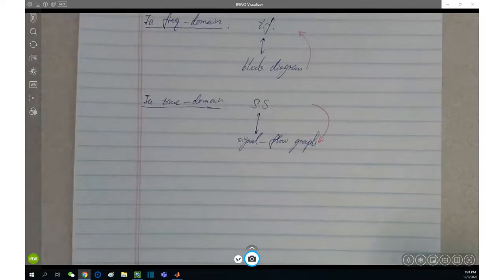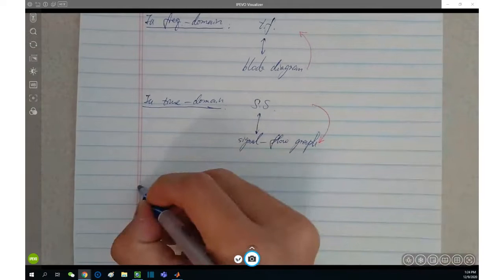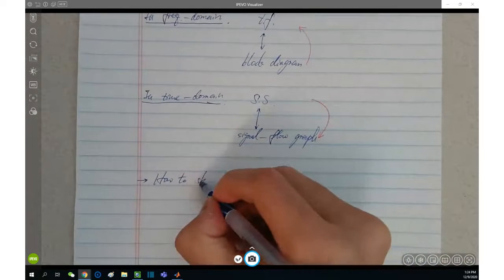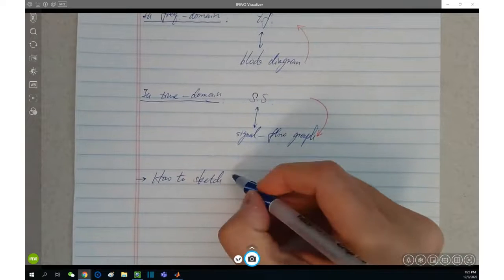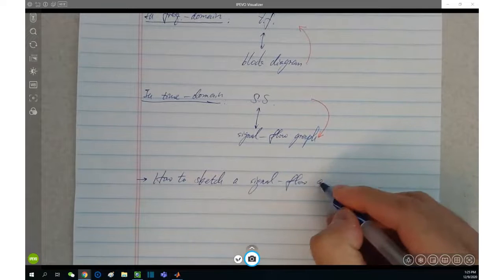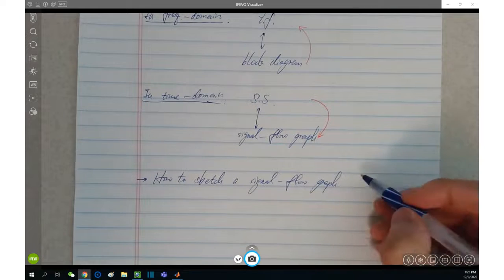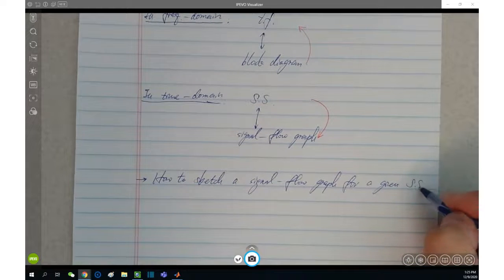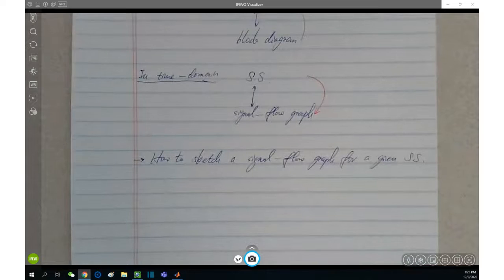So let's see how to directly sketch a signal flow graph for a given state space representation. Right? How to do this? It's actually fairly easy, but once again, you do need exercise, okay, to become familiar with it.